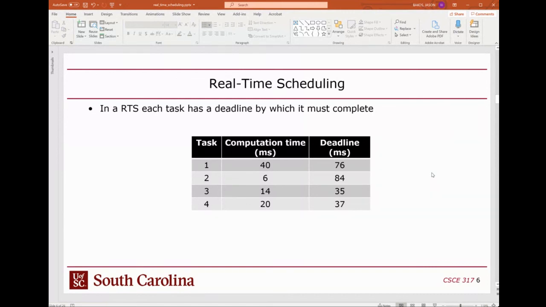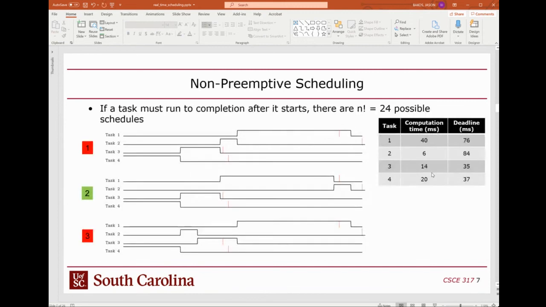Okay, so you have 4 tasks with computation time, or worst-case execution time, listed, and then you have a deadline. So let's say you have 40 milliseconds to run task 1 and a 76 millisecond deadline, and then the 3 other ones are shown there. It turns out that with these 4 tasks, we'll take the approach initially that this is non-preemptive, meaning that once we start running a task, we're not going to interrupt it. We'll let it run to completion. That's kind of the simplest approach to this.